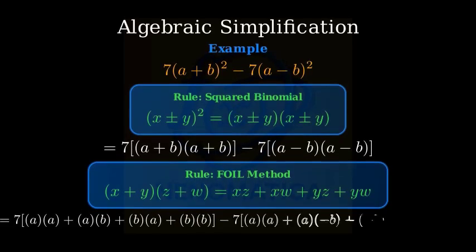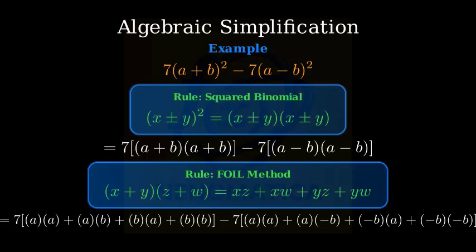For (a plus b) times (a plus b), we get first terms, a times a equals a squared. Outer terms, a times b equals ab. Inner terms, b times a equals ba, which is the same as ab. Last terms, b times b equals b squared.